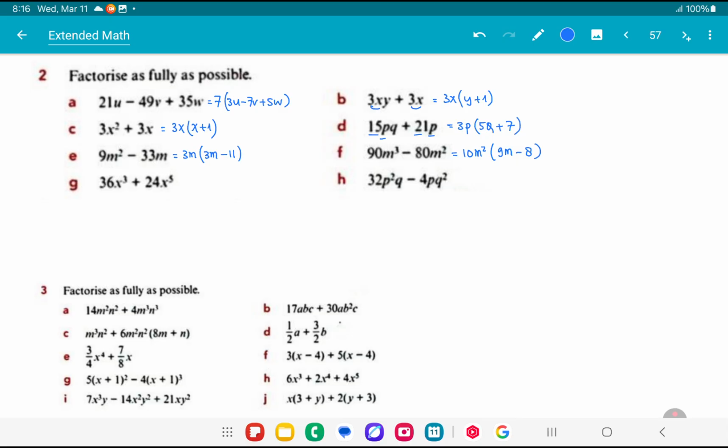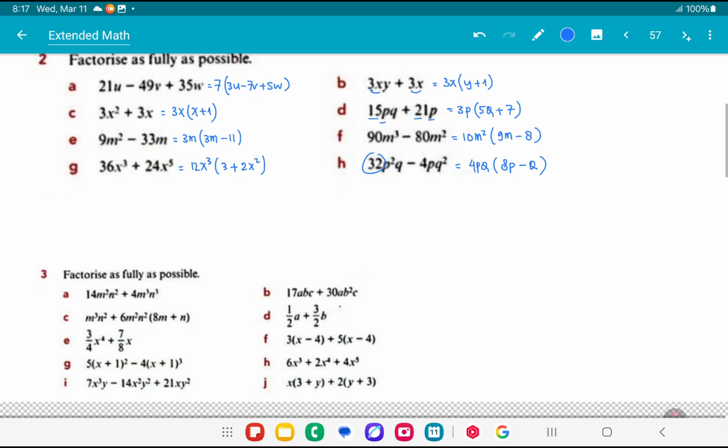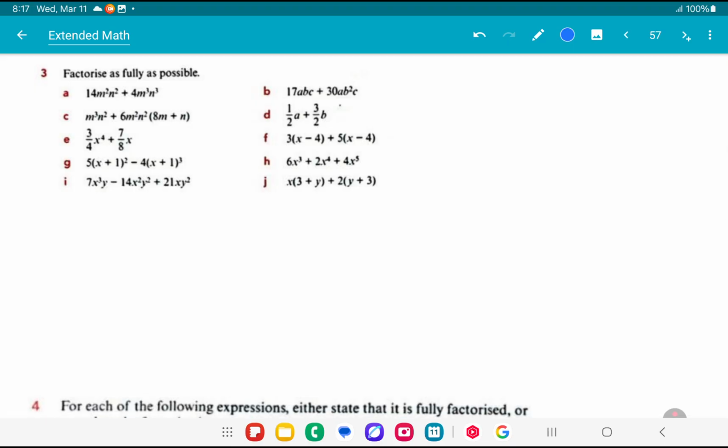36x cubed plus 24x to the power of 5, we can divide both by 12 and then x cubed, and multiply by 3 plus 2x squared. 32p squared q minus 4pq squared. We can divide both by 4pq, so the remaining is 8p minus the remaining q. So we get 4pq multiplied by 8p minus q. We continue with question number 3.